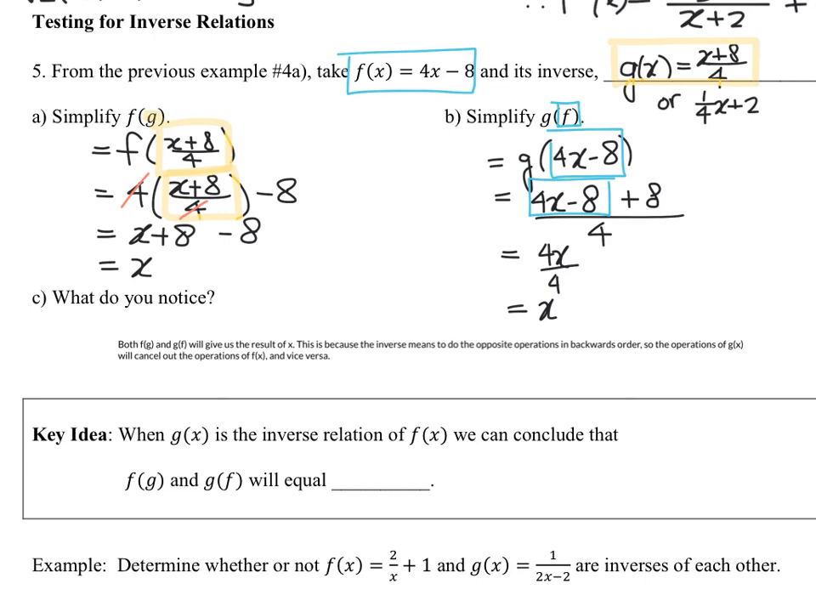So our key idea summary here: when g of x is the inverse relation of f of x, and vice versa, that f of x is the inverse of g of x, we can conclude that when you substitute one function into the other, either f of g of x or g of f of x, they will both give you the result of x, specifically when f of x and g of x are the inverses. Okay?